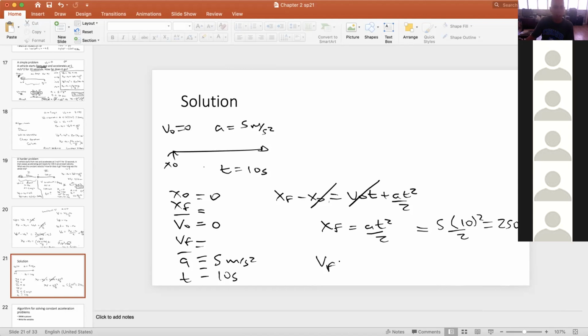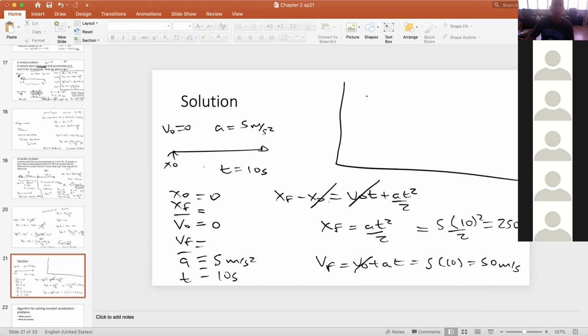To find V final, we use V initial plus AT. Again, 0, 5 times 10 is 50 meters per second. For the second section, we know that we went 100 meters. We know that the velocity was constant, so A is 0. V was constant, and the V here is the same as the V final in section 1. So V is equal to V initial is equal to V final is equal to 50 meters per second.